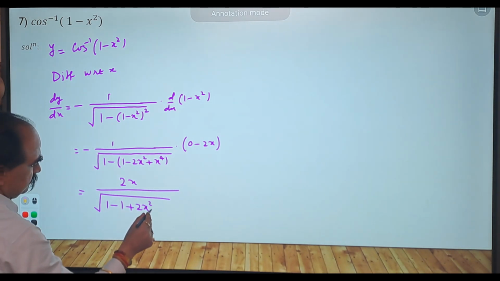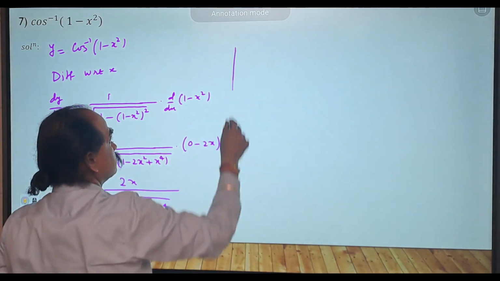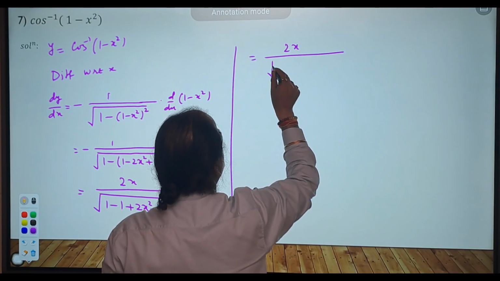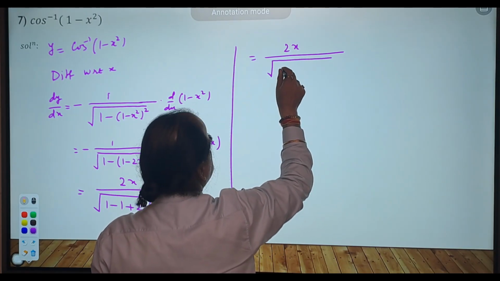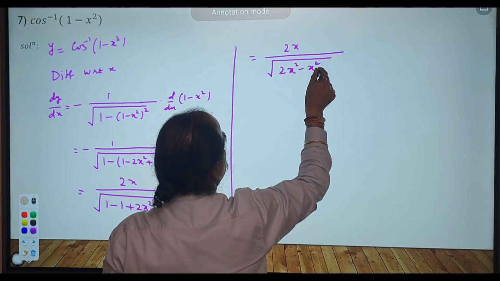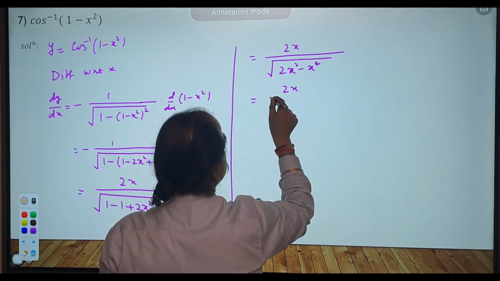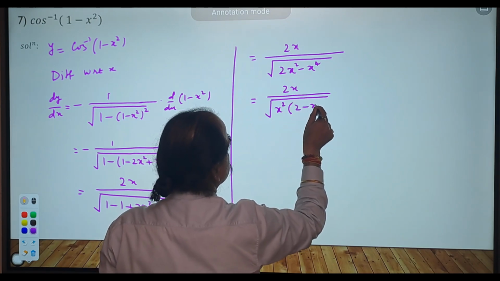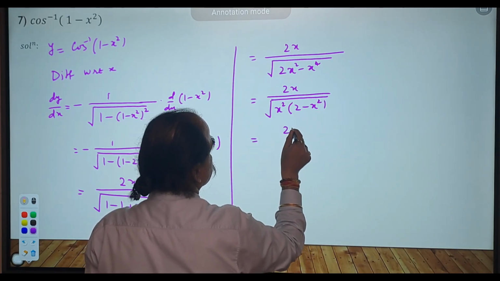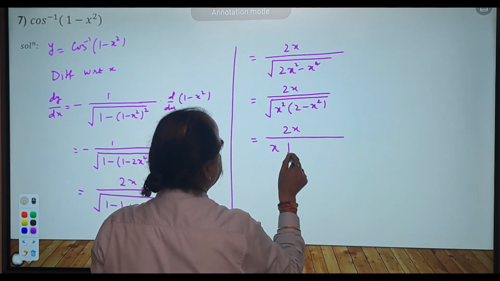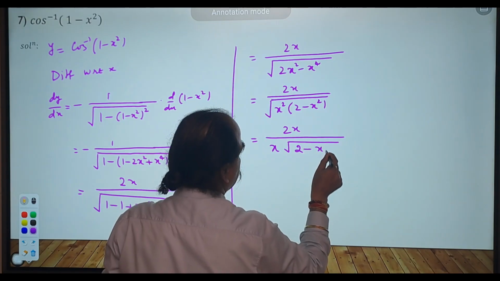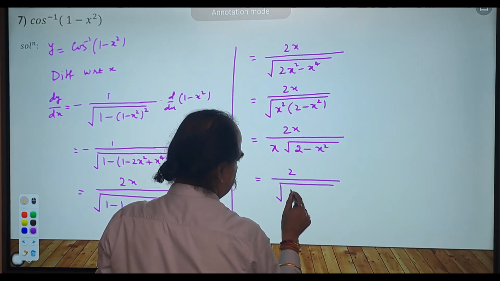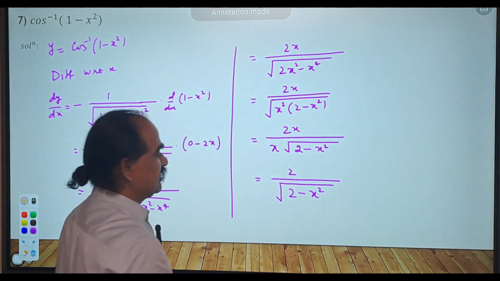plus 2x square minus 2x upon two x square minus x raised to 4. x root x will get cancelled. 2 upon root two minus x square.